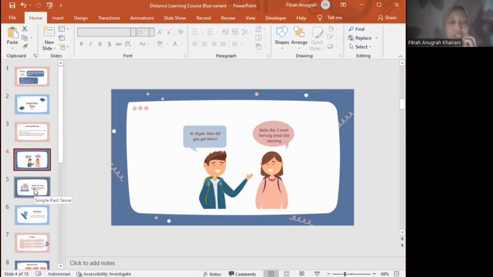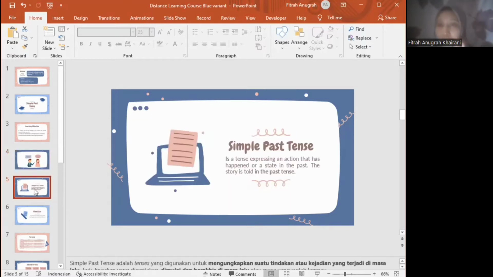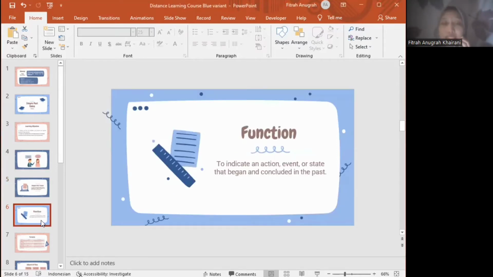Okay. So what does simple past tense exactly mean? Simple past tense is a tense that expresses an action that has happened or stayed in the past. Jadi kalimat past tense adalah tenses yang menjelaskan atau menunjukkan suatu kejadian yang terjadi di masa yang lampau. Oke? Jadi kejadian tersebut sudah selesai di masa yang lalu, dimulai dan selesai di masa yang lalu. Okay, so next, the function of simple past tense is to indicate an action, event, or state that began and concluded in the past.